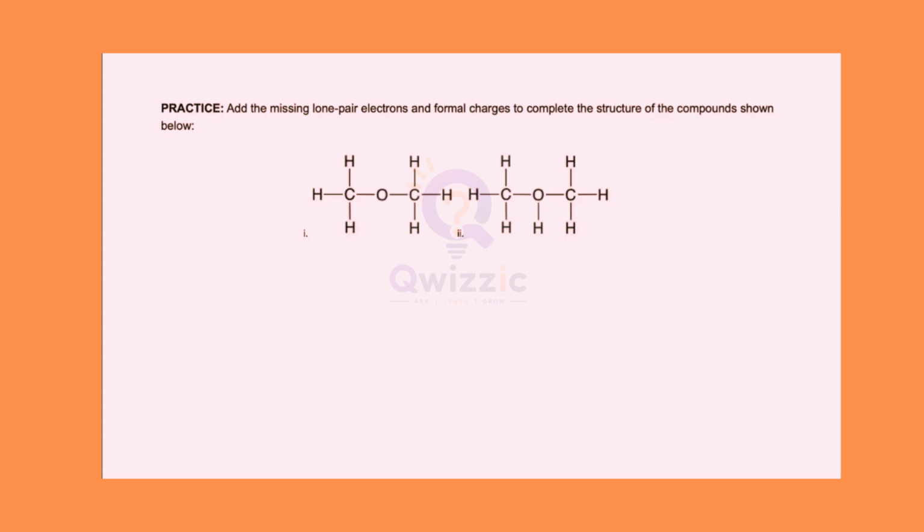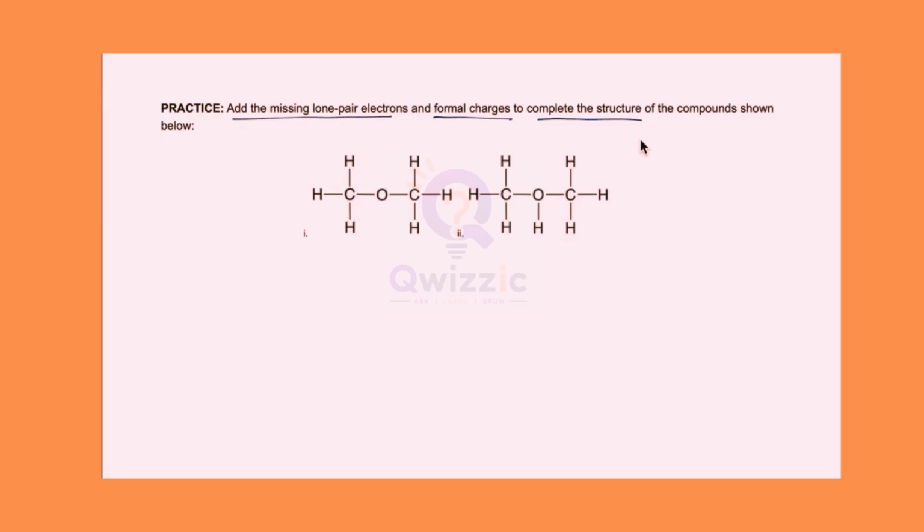Welcome back, everyone. Our next problem says, add the missing lone pair electrons and formal charges to complete the structure of the compounds shown below. And we have two compounds labeled 1 and 2. So we'll look at each of them one at a time.